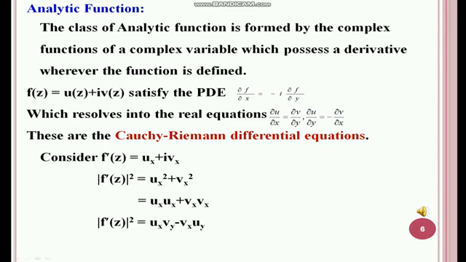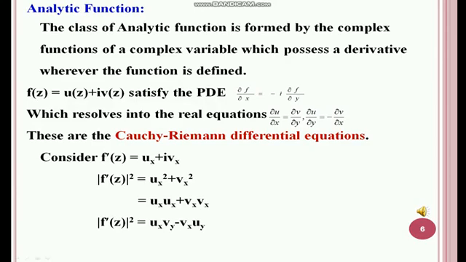This function satisfies the partial differential equation ∂f/∂x equal to minus i ∂f/∂y, which resolves into the real equations ∂u/∂x equal to ∂v/∂y, ∂u/∂y equal to minus ∂v/∂x. This can also be written as ux equal to vy, uy equal to minus vx. These equations are called Cauchy-Riemann differential equations. The derivation of Cauchy-Riemann differential equations is also studied in UG complex analysis.